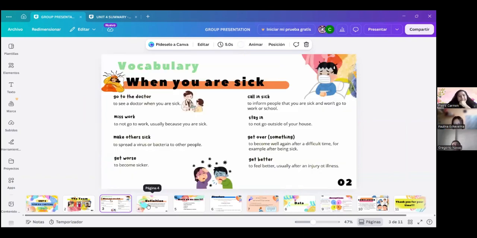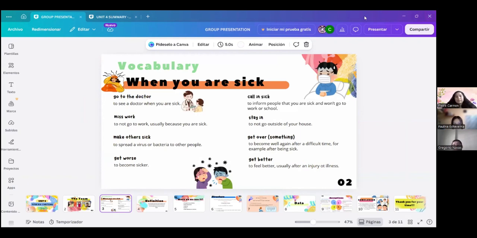Now, I'm going to explain some vocabulary about being sick. First, go to the doctor means to visit a doctor when you are sick. Miss work means not going to work because you are sick. Make others sick means to spread a virus or bacteria to other people. Get worse means to become sicker.